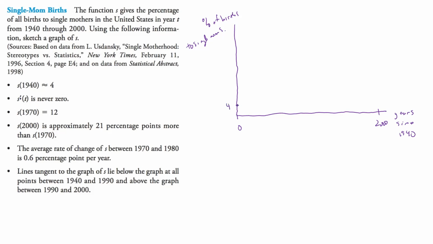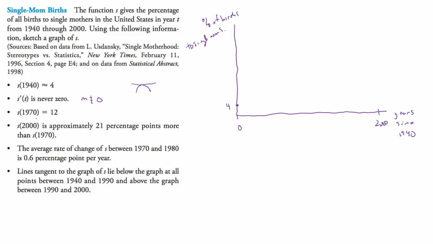Now it says S of t is never 0. That means the slope is never 0, so it can't be 0. That means we don't have changing direction like this, where we go increasing and then decreasing, because that would give us a slope of 0.